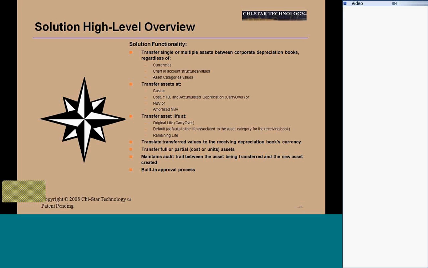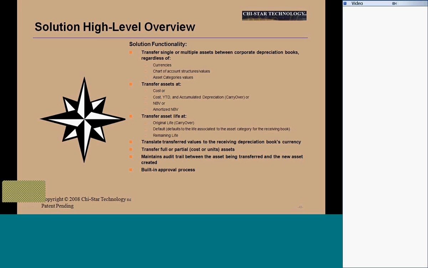You have options in a drop-down list to choose for your financial options, which are costs, year-to-date, accumulated depreciation and costs, which we call a carryover, net book value or amortized net book value. You have a drop-down list for your life as well, which is the original life or carryover life, the default life, or the remaining life.